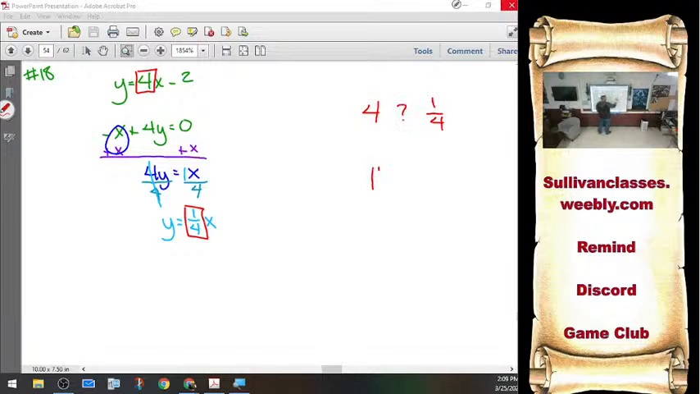So I'm asking parallel, perpendicular, or neither. Parallel means they have to be the same. Nope. What is perpendicular again? Flip it and change a sign. It's neither. They're trying to get you. Sometimes they look really close, but not quite.